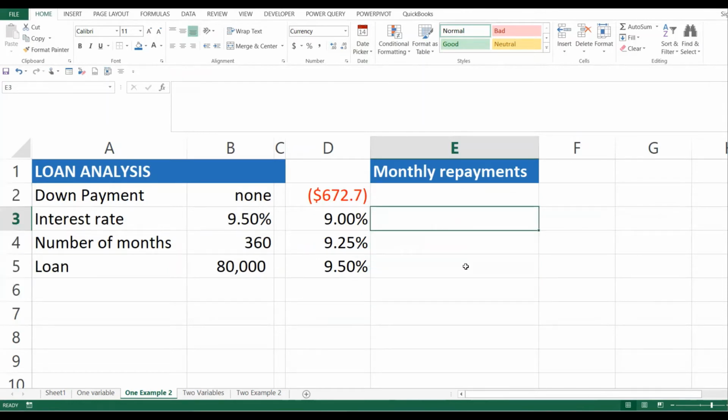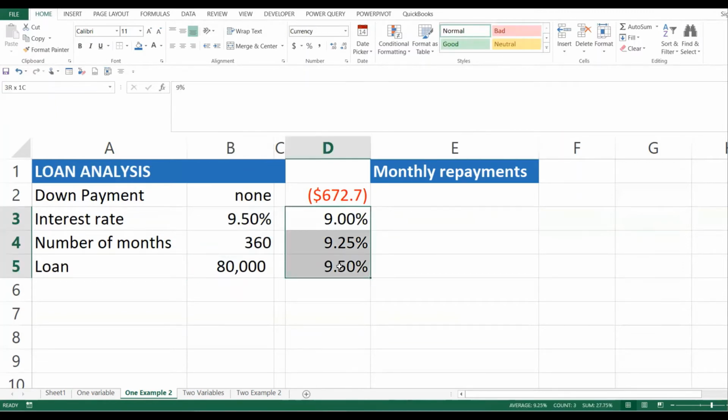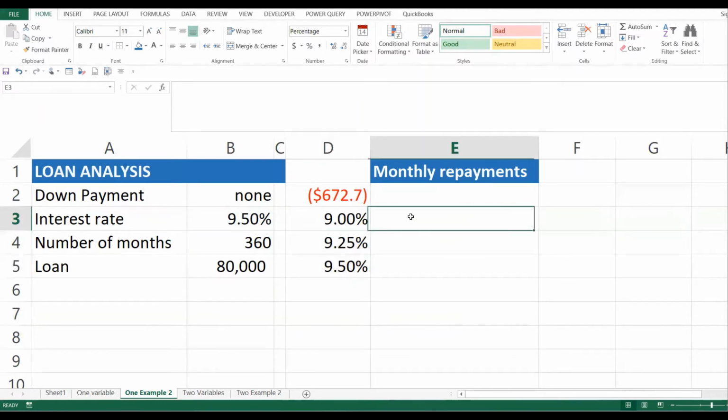Now, I want to use What-If Analysis. With this What-If Analysis, I'll be asking myself, if I take the same loan for the same period, but this time I go and negotiate for an interest rate of 9%, what will my monthly repayment amount be?